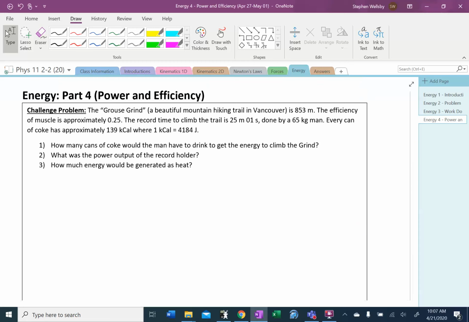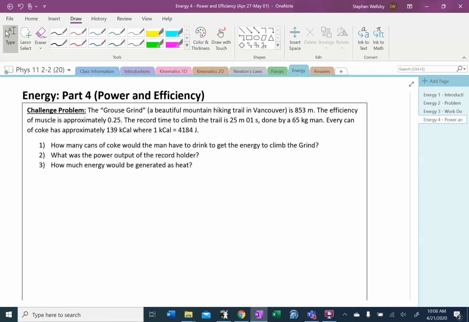So the Grouse Grind, a beautiful mountain trail, is 853 meters tall. Now the efficiency of muscle is approximately 0.25 or 25%, meaning that whenever you are using your muscles, 25% of the energy is going into making your muscles contract, doing work, lifting you up, making you run, etc. And the rest of it is not useful energy. Now the record time was 25 minutes and 1 second. This was done by a 65 kilogram man.